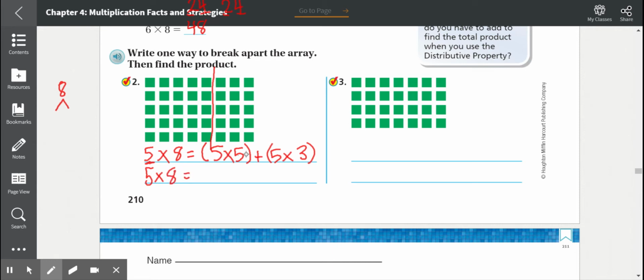Let's get 5 times 5. So we're going to count by 5s. 5, 10, 15, 20, 25. Plus 5 times 3 would be, we can count, so we could count by 5s or 3s. Let's count by 3s. 3, 6, 9, 12, 15. Okay, now we add.